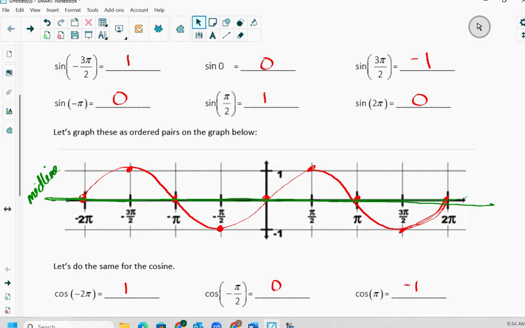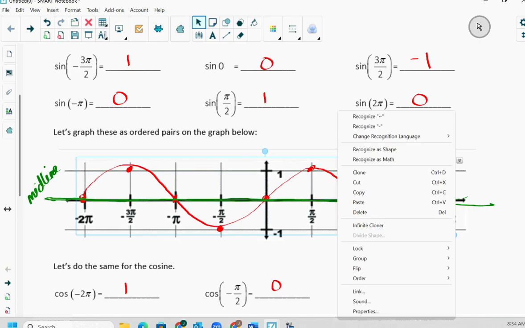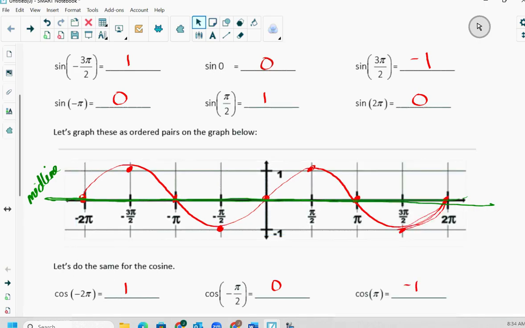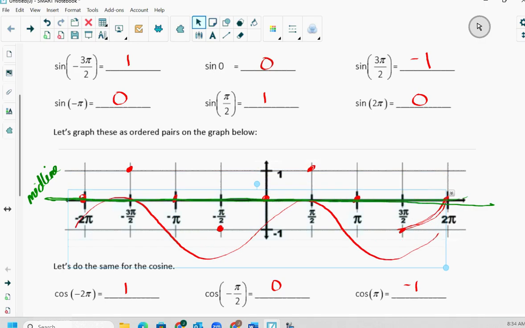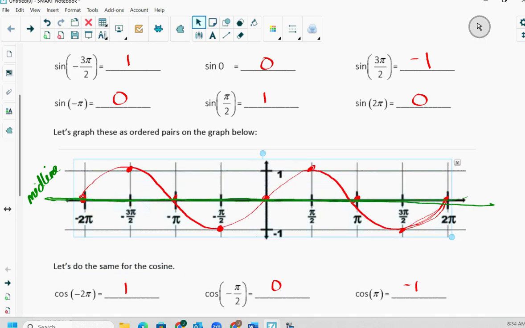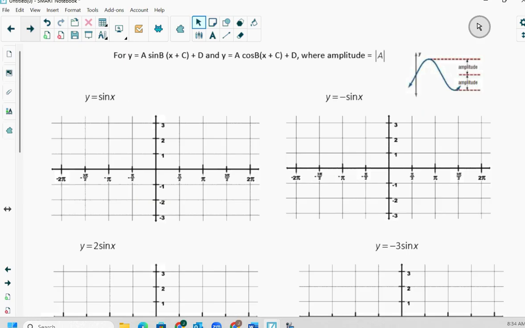And then if your graph shifted up or down, like if you look at it, if I move that up, do you see how the midline would follow? Okay, so the vertical shift is always just equal to whatever the midline is. Okay.